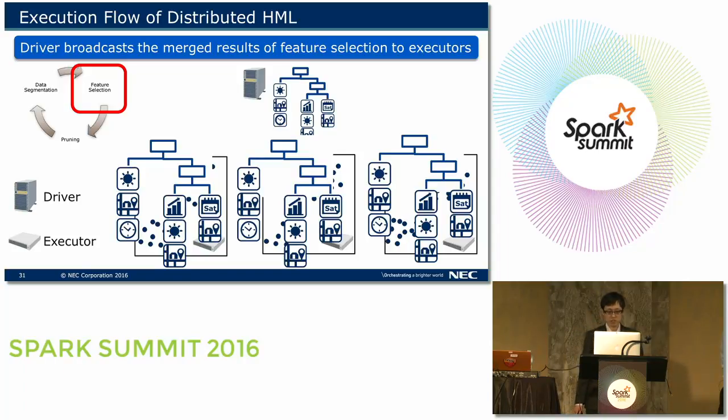Okay, so let me explain the first key point again. The first one is data shuffling. To address this key point, we designed distributed HML so that it merges the HML models run locally on executors into one fixed model. With this design, no data shuffling of training data happens.